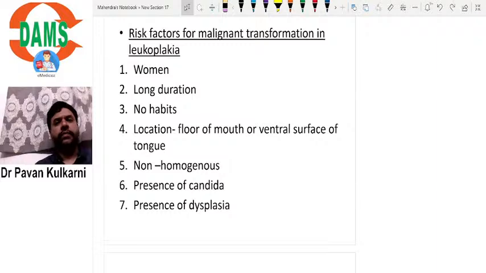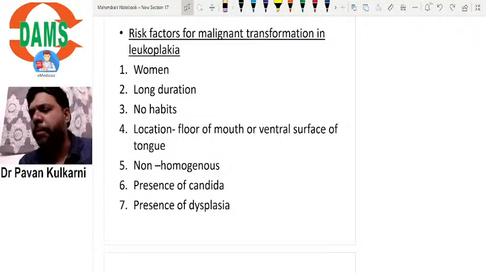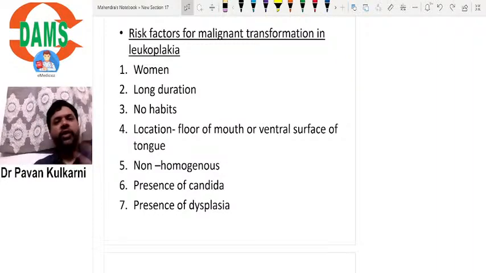No habits. If there are two patients, for example, one telling me I have a tobacco chewing habit and one telling me I do not, both having leukoplakia, the patient without any habit is at a higher risk to develop cancer compared to the one with the habit. Location is also very important. As already discussed, floor of the mouth, ventral surface of the tongue. If you see leukoplakia there, they are at a high risk to develop cancer. Why? Because the chances of dysplasia are more there.